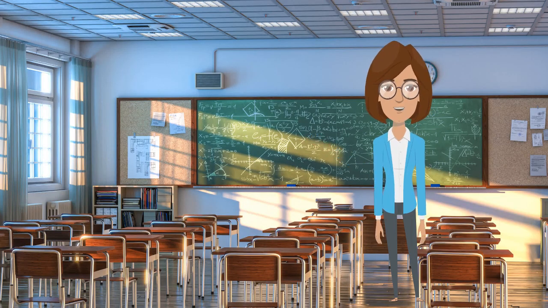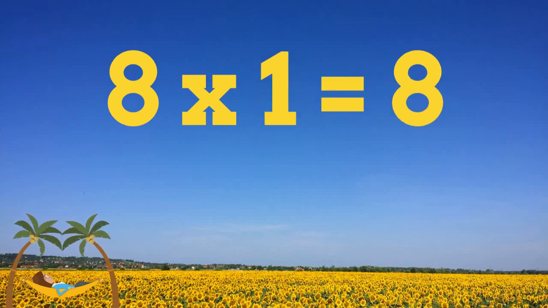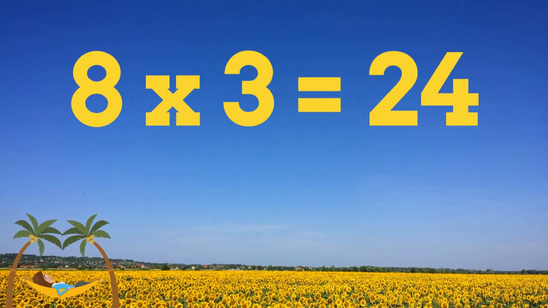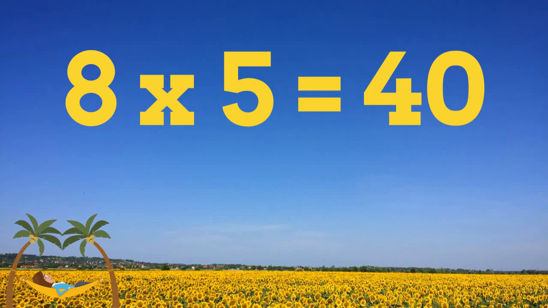I will now begin the numbers multiplied by 8. 8 times 0 is 0. 8 times 1 is 8. 8 times 2 is 16. 8 times 3 is 24. 8 times 4 is 32. 8 times 5 is 40.